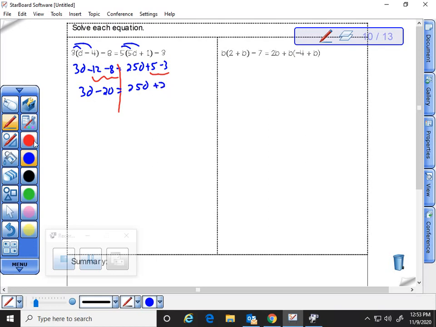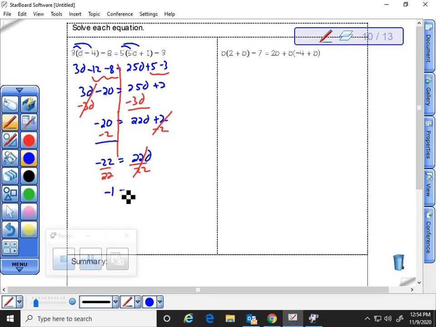Getting d's on one side, I'm going to choose to put it on the right side. It gives me a positive result of d's. So negative 20 equals 22d plus the 2. Subtract 2 from both sides, you would get negative 22 equals 22d, and then divide by 22. Cancels, gives you negative 1 equals d.